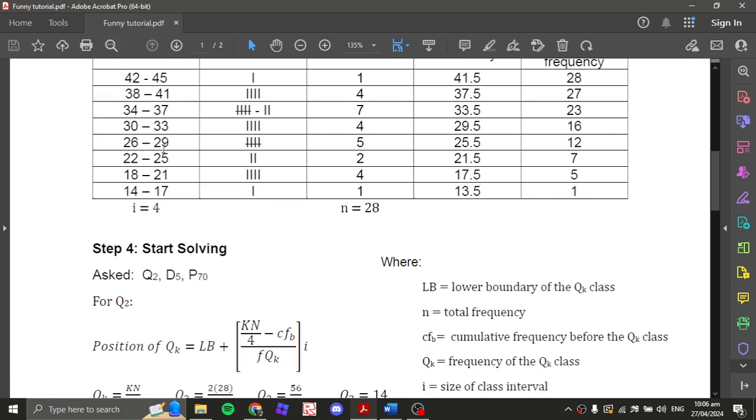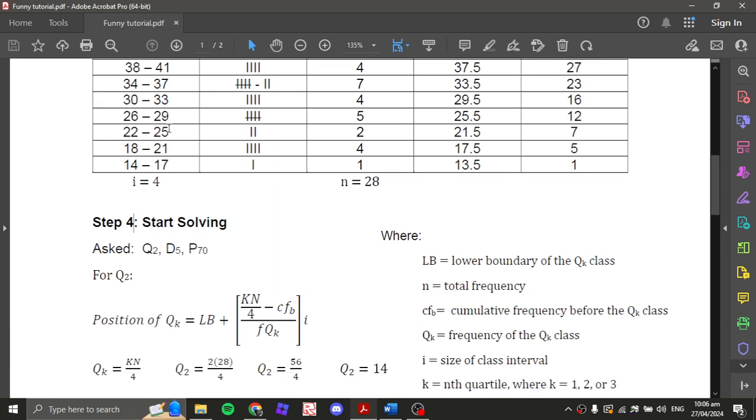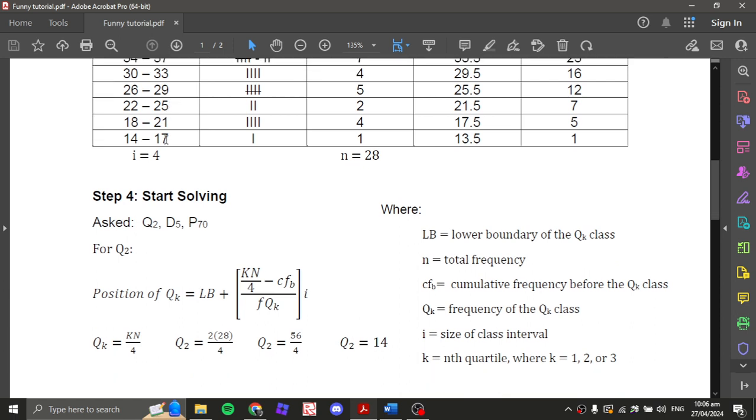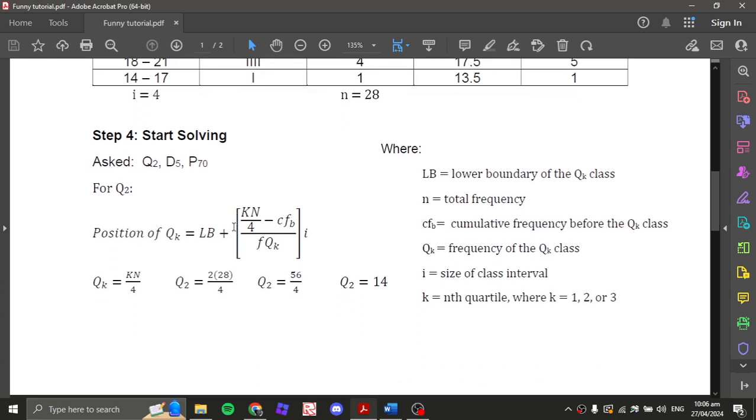Now here is the part where people get a bit confused, but yeah, it's quite easy if you know the process. So we are asked to solve Q sub 2, D sub 5, and P sub 70, but I will be only going over Q2.